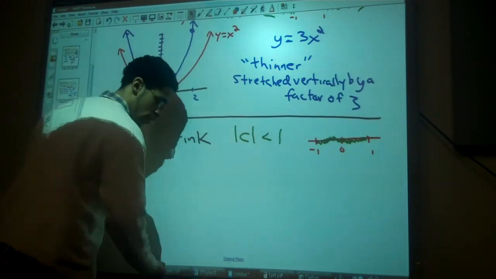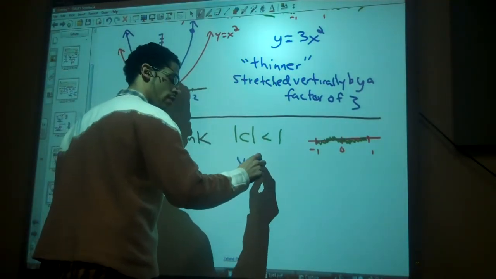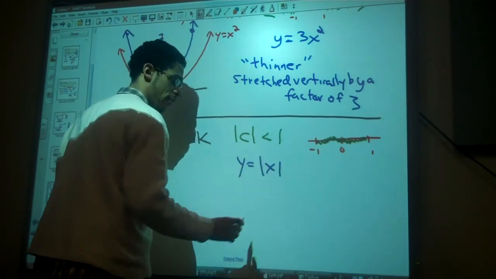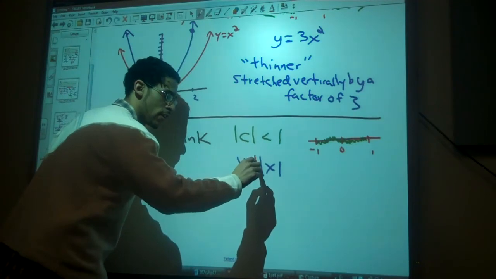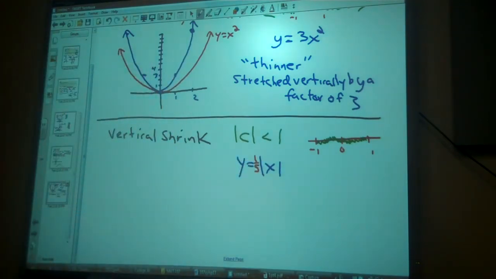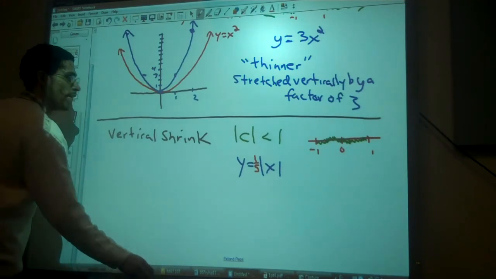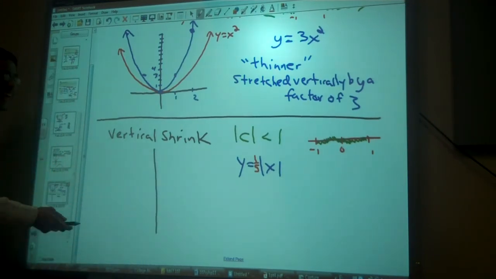So you want to take y equals absolute value of x and multiply it by a fifth. That will shrink it vertically. Instead of making it thinner, it makes it wider. Everything is now 1/5 as high as it used to be.